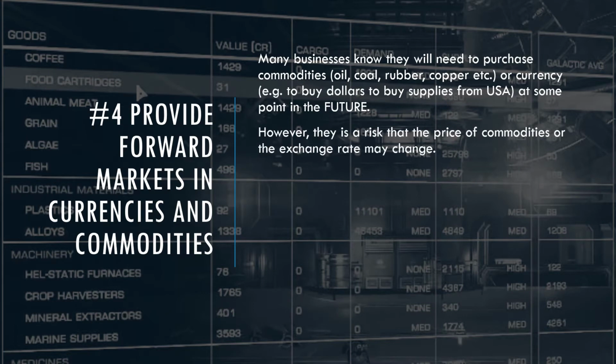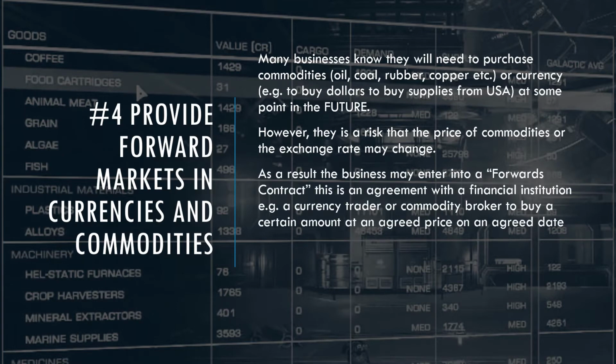However, there is a risk that the price of commodities or the exchange rate may change in the future. A risk that as a business I don't want. I want certainty. I want to know exactly how much it's going to cost me. As a result, what I can do is enter into a forward contract. This is an agreement with a financial institution, for example, someone who works as a currency trader or a commodity broker at a bank. I can enter into a contract with them to buy a certain amount of oil or a certain amount of dollars at an agreed price on an agreed date. As a result, I have certainty and I have reduced my risk.